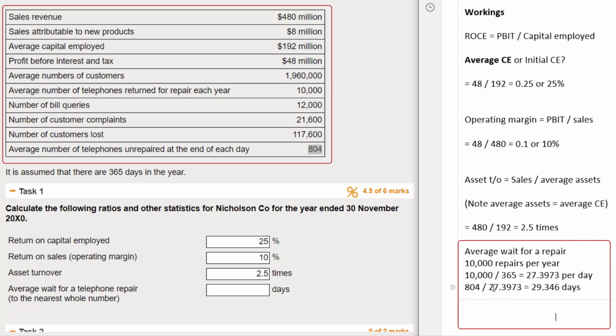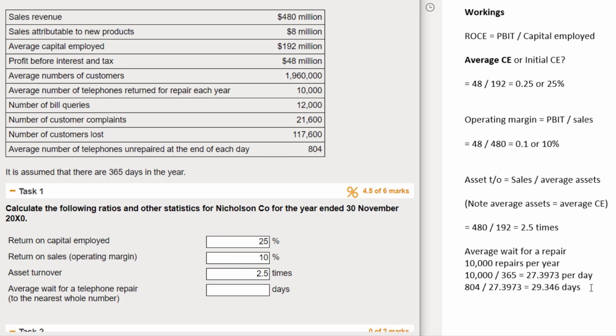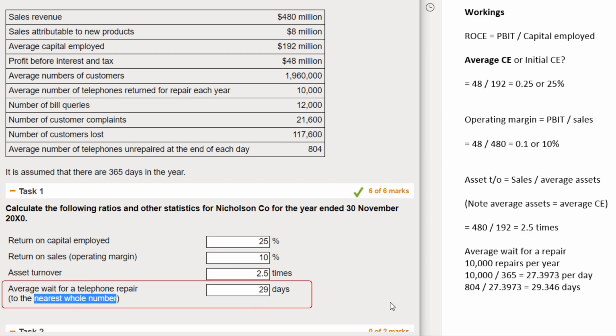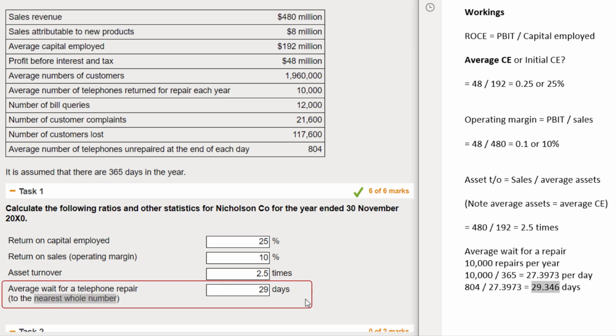Well, if they're coming in at a rate of 27 a day, that means it's taking about 29 days to build up to that 804 that are waiting to be repaired. So that's my answer, 29 days. And it says to the nearest whole number, so I'm rounding that down to 29 days. Great, let's move on to task 2.